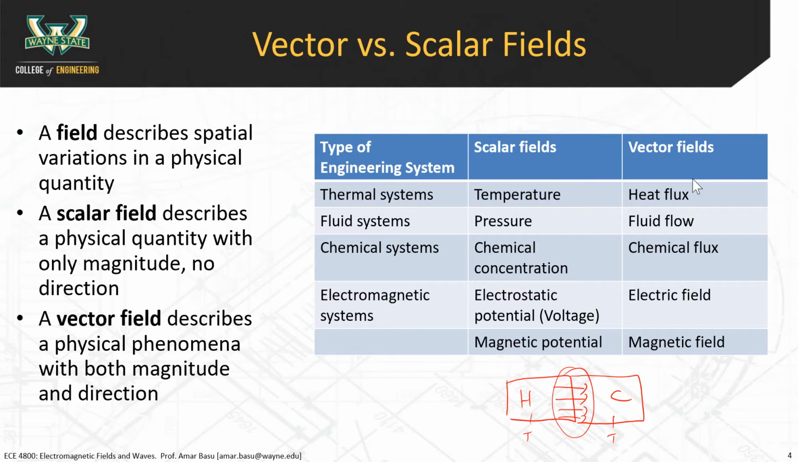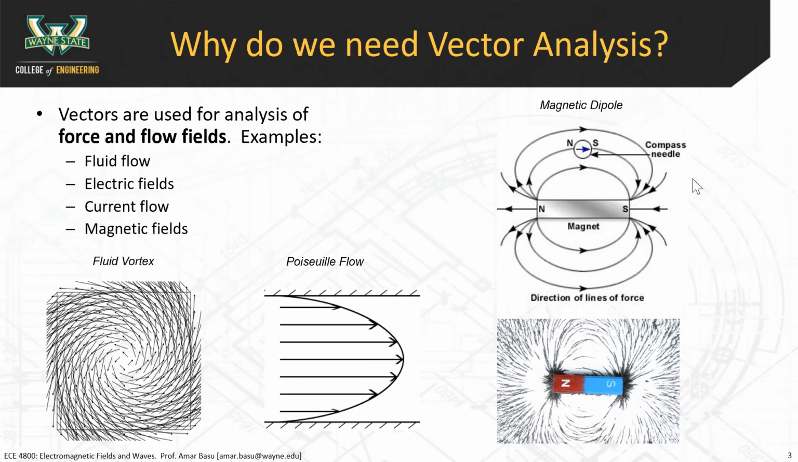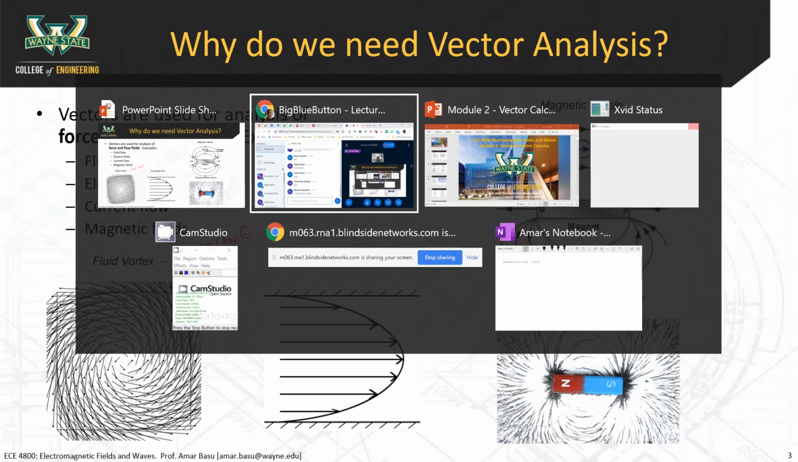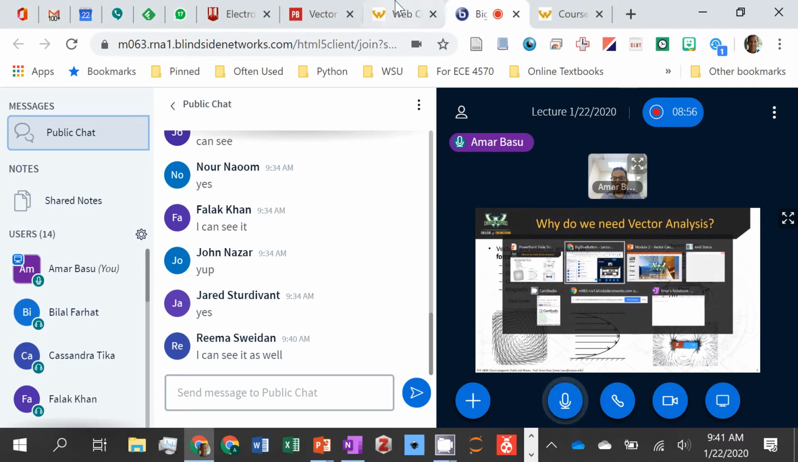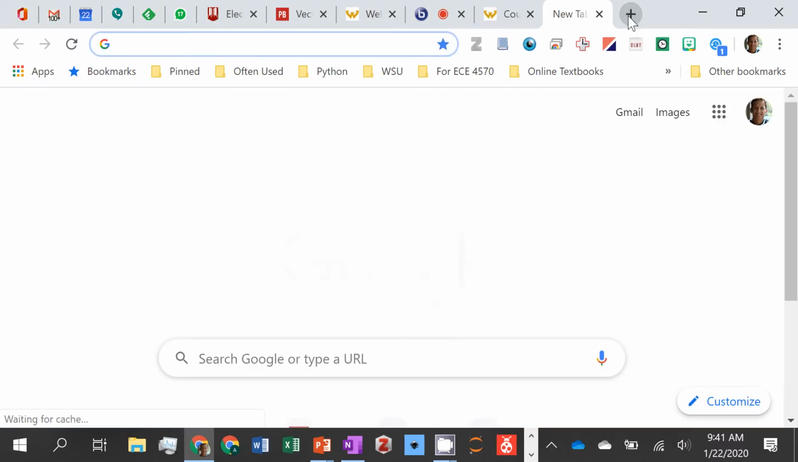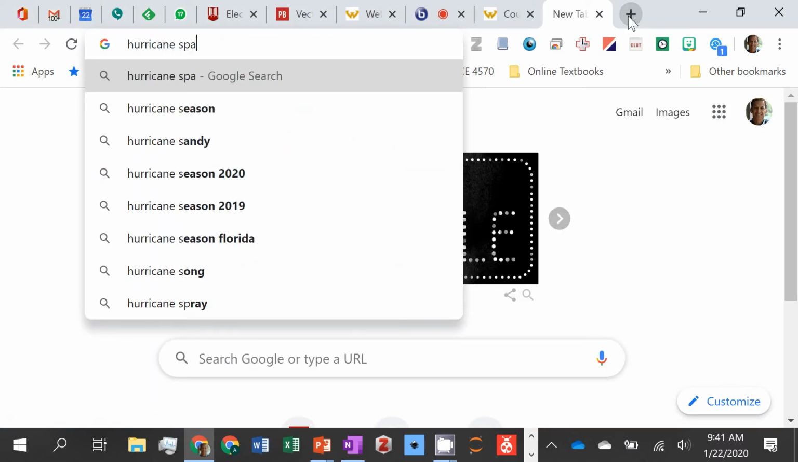A nice example of that is shown on the previous slide here. A fluid vortex, this is what a fluid vortex looks like, better known as a hurricane. All right, many of you have seen these beautiful images of hurricanes from space. I can't help myself, but let's just look one up, right? Hurricane from the space station.